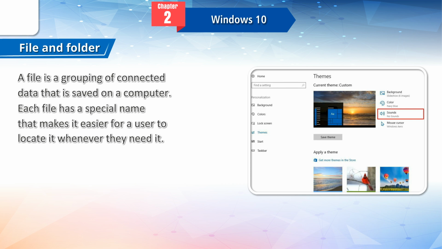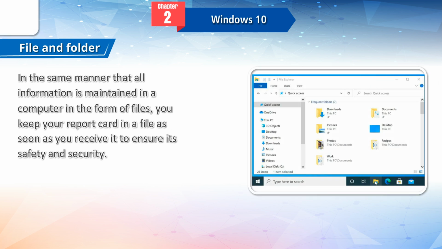File and folder. A file is a grouping of connected data that is saved on a computer. Each file has a special name that makes it easier for a user to locate it whenever they need it. In the same manner that all information is maintained in a computer in the form of files, you keep your report card in a file as soon as you receive it to ensure its safety and security.